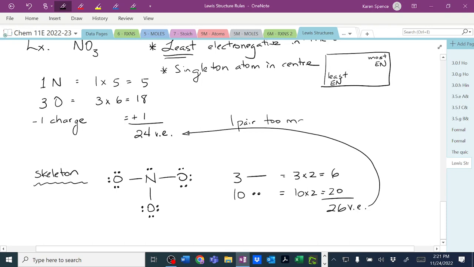So there's 1 pair too many. What do you do next? We're going to erase 1 pair. So there's 1 pair too many, so we're going to erase 1 pair from the central atom.